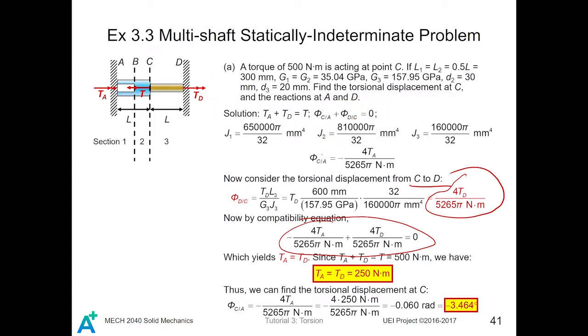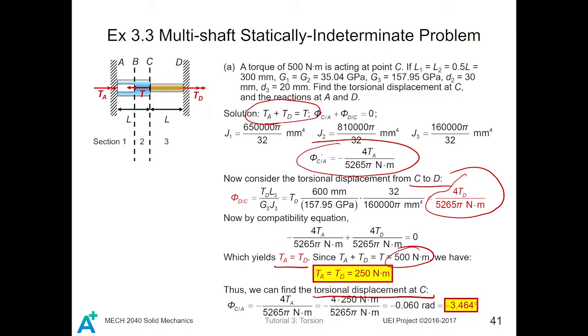Then this compatibility equation is converted to an equation of TA and TD, which are the two unknowns that we are going to find. Obviously, from this equation, you can see it gives the result TA equals TD. Since TA plus TD equals 500 Newton meters, as mentioned in the statics part, we can find the torque at points A and D. At both A and D, the fixed wall gives a torque of 250 Newton meters to this shaft. Consequently, the torsional displacement at point C is given by this. Then you just substitute our TA into this equation to get the torsional displacement, which is negative 3.464 degrees.